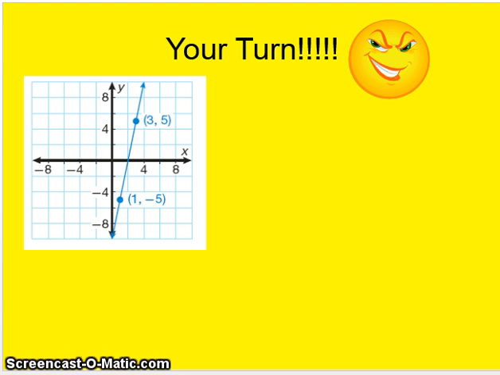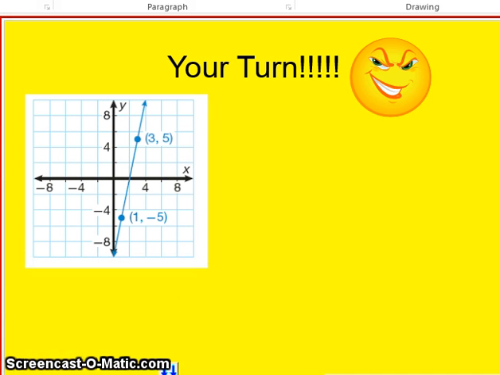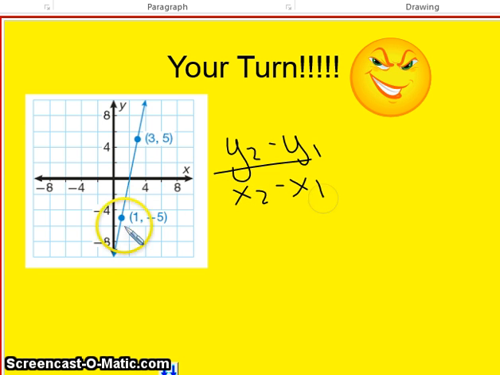Alright, now let's do another one. Now you can actually choose here. You can do the slope formula, or you can count using the points. I'm going to use the slope formula because that's what this lesson is about. So I've got y2 minus y1 over x2 minus x1. Now, if we were counting, we'd want to start with the point on the left and go to the point on the right. But since we're using the slope formula, we don't actually have to do that. So I'm going to do x1, y1 as 3, 5, and x2, y2 as 1, negative 5.